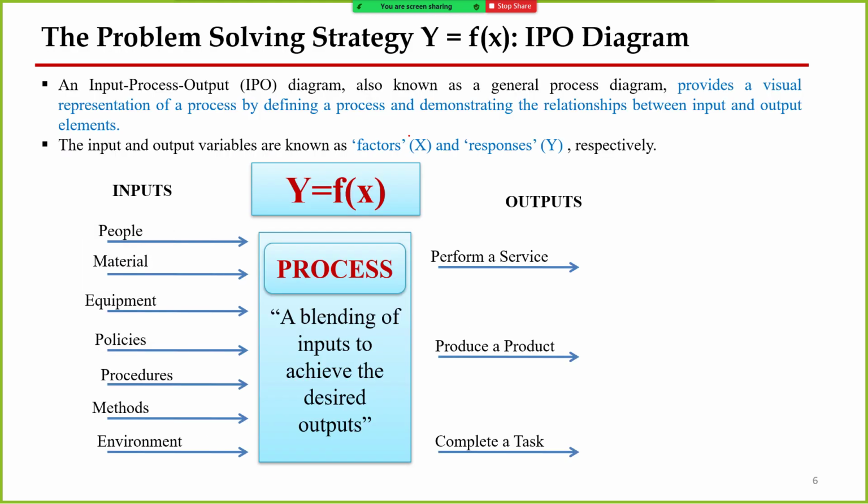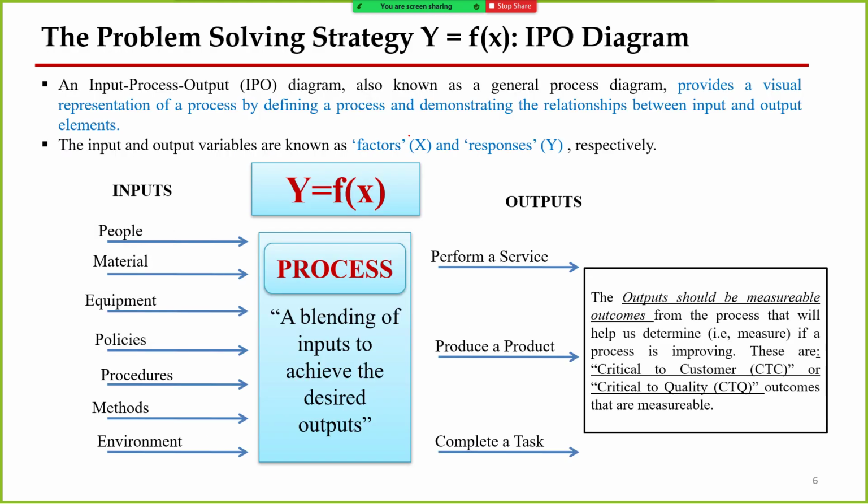Okay, now I'm going to talk about Six Sigma as a philosophy perspective, which is basically Y equals f of x, that is also the IPO diagram. As I told you, IPO stands for input process output diagram. So we are visualizing our process in terms of the input and output relationship.